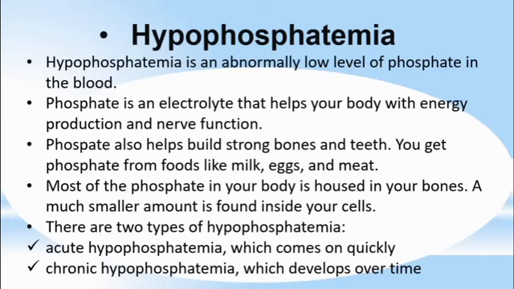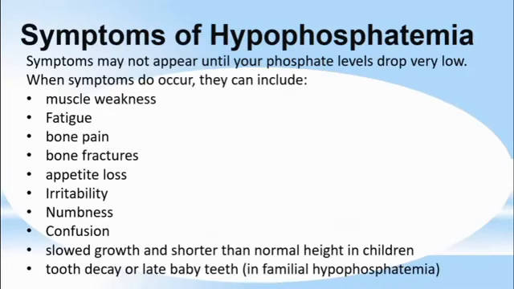Most of the phosphate in your body is housed in your bones. A much smaller amount of this phosphate is found inside your cells. There are two types of hypophosphatemia: acute, which comes on quickly, and chronic, which develops over time.